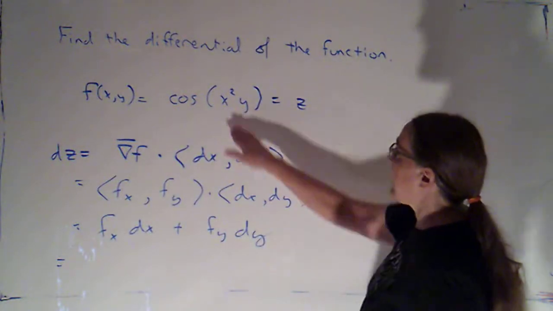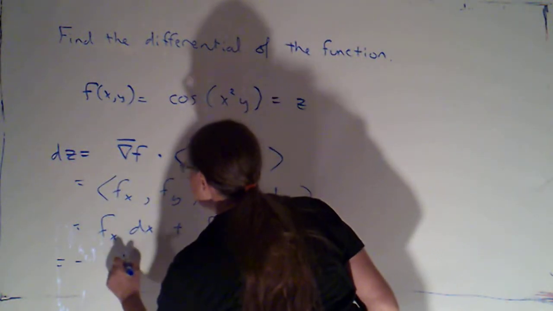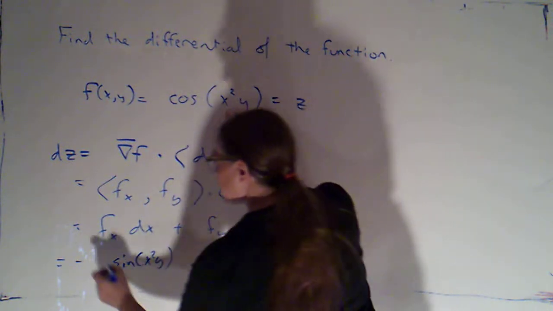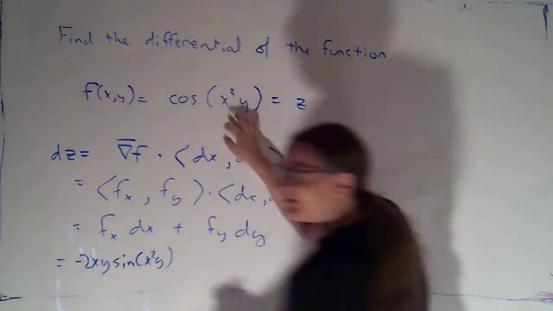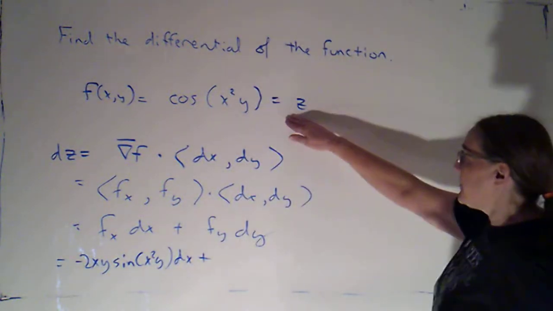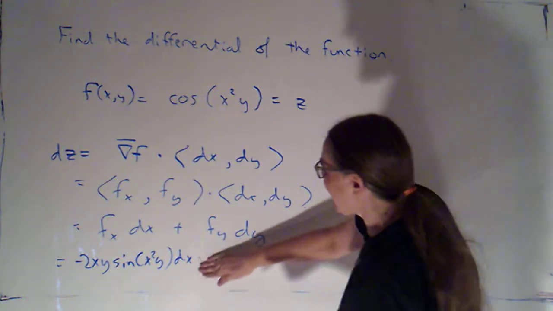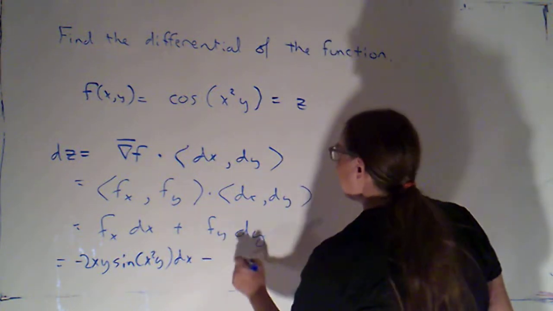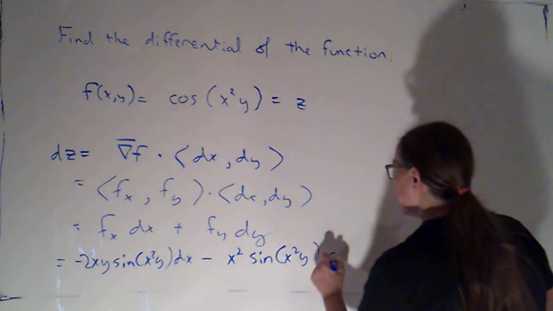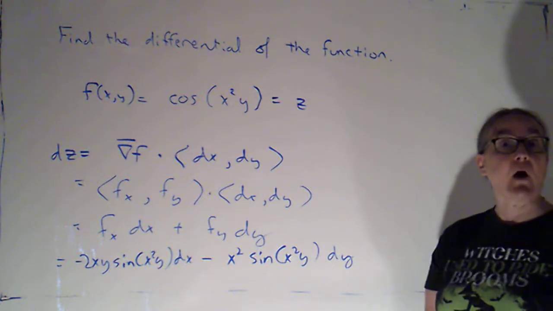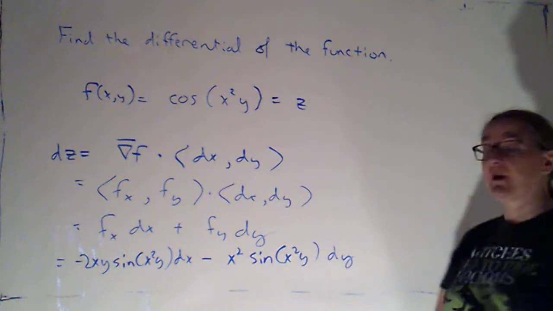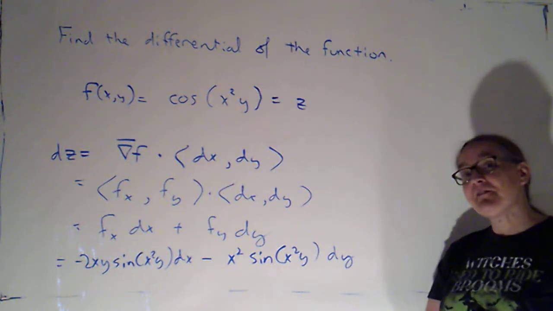Partial with respect to x would be a negative sine of x squared y times the partial with respect to x of x squared y, which is 2xy. I sort of left some space for that a minute ago. dx. Plus, the partial with respect to y is going to be a negative, so I'm just going to write that as a minus. It'll be another sine of x squared y times x squared, and then that gets multiplied by dy.